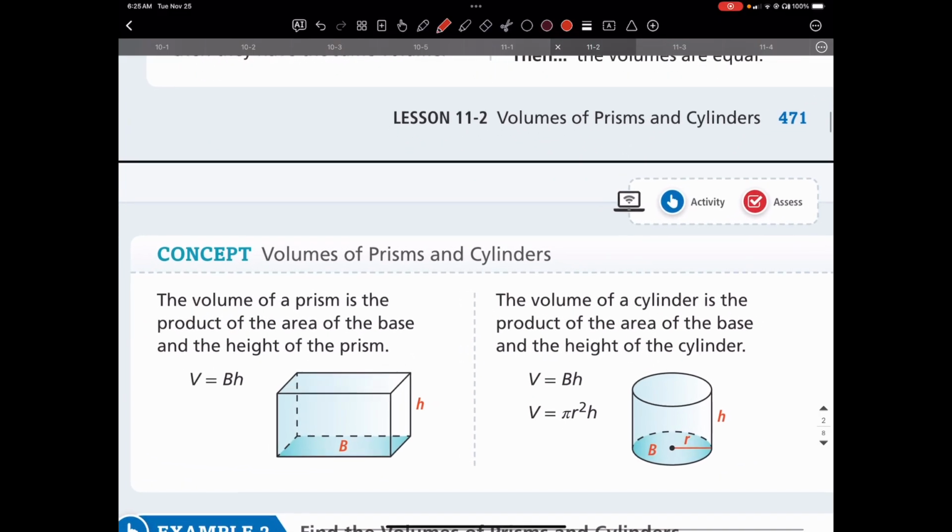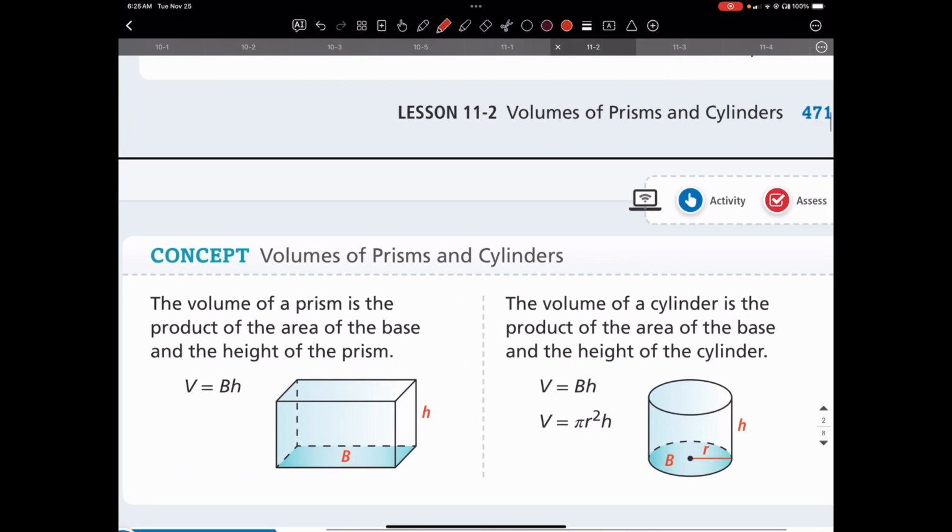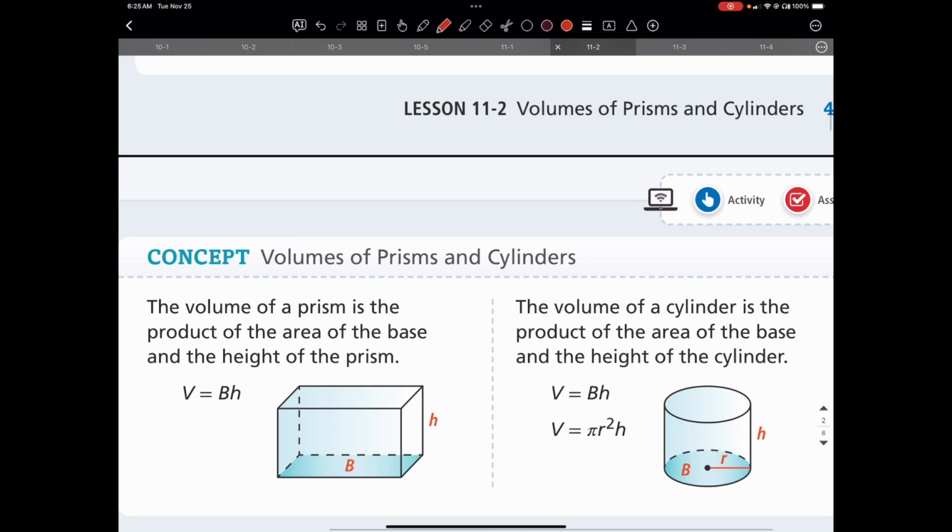So now we're going to talk about the concept volume of prisms and cylinders. Of course, this is one of those things that you're expected to kind of know coming into geometry, but the volume of a prism is the product of the area of the base and the height of the prism. Notice how they put that.